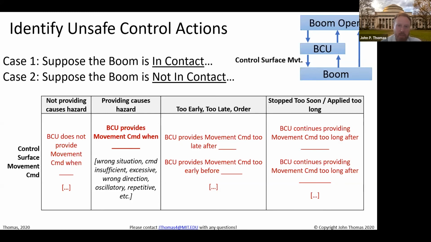So let's start with case 1. Fill in that second column then. Fill in the UCA for me. Let's say we're in contact. When is it dangerous to provide a movement command when we're in contact?